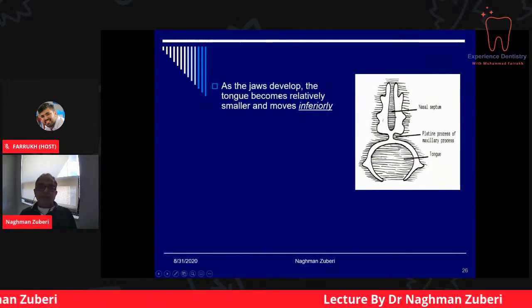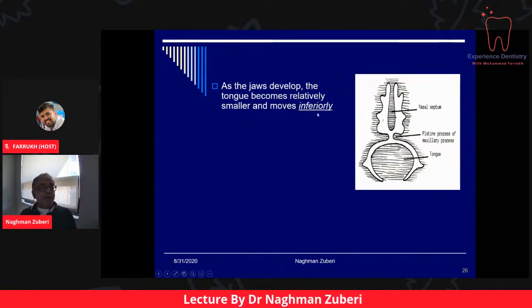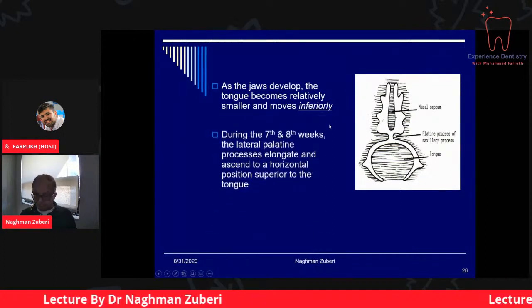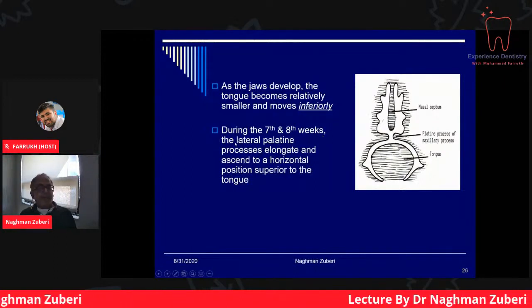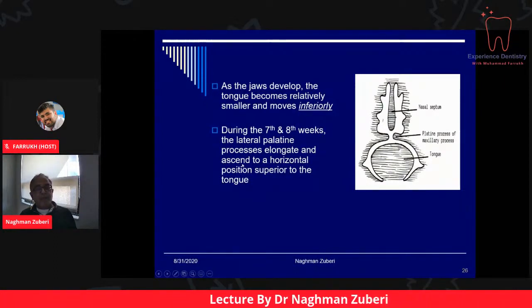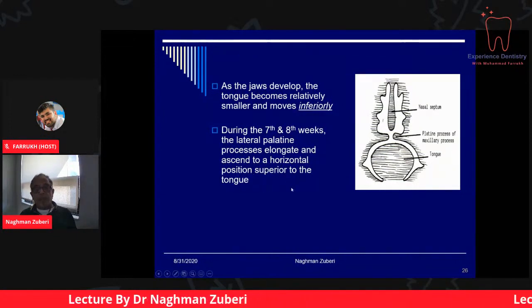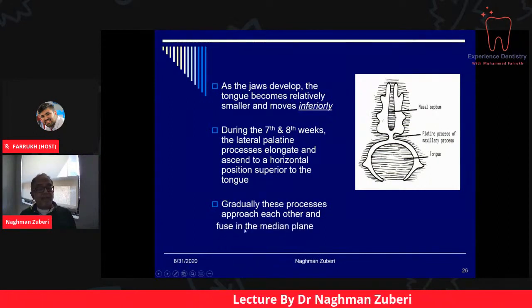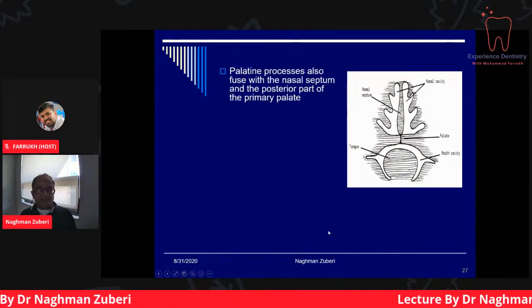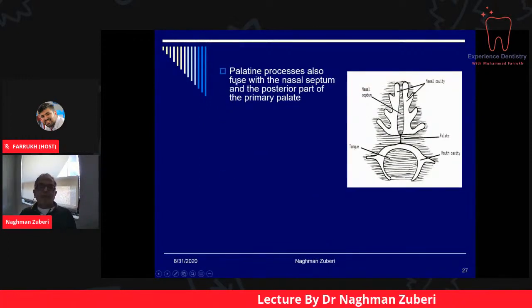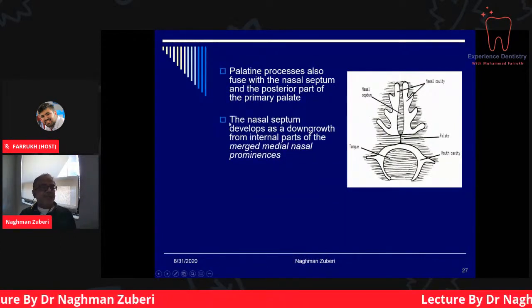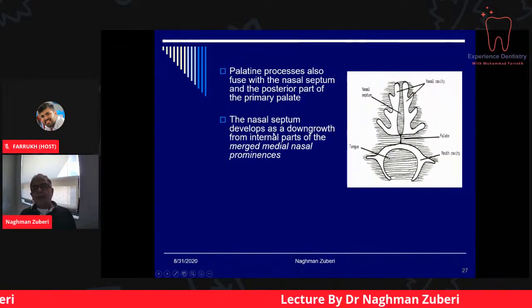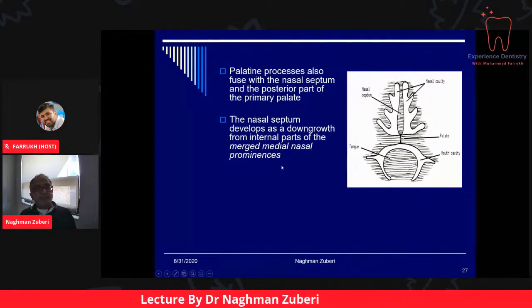As the jaws develop, the tongue becomes relatively smaller and moves inferiorly. I have already told you about that. During the 7th and 8th weeks, the lateral palatine processes elongate and ascend to a horizontal position superior to the tongue. Gradually, these processes approach each other and fuse in the median plane, and they fuse with the nasal septum as well. The palatine processes also fuse with the nasal septum and the posterior part of the primary palate. The nasal septum develops as a downgrowth from the internal parts of the merged medial nasal prominences.